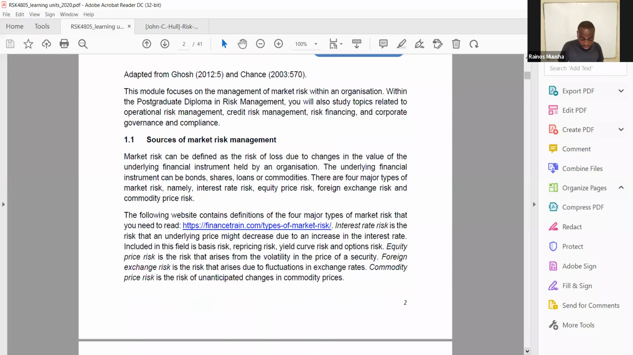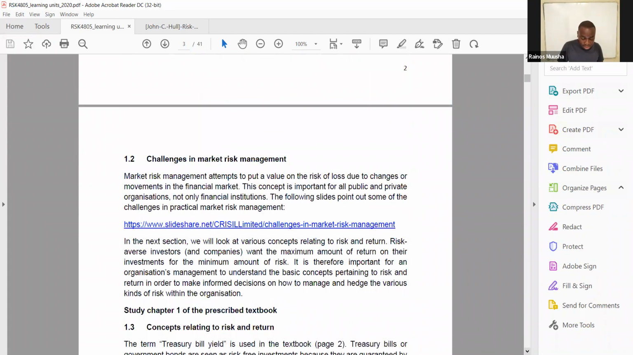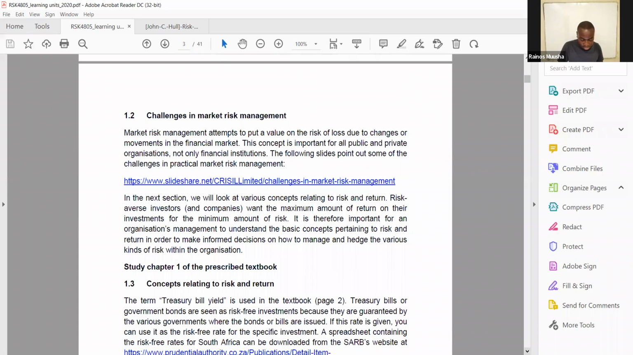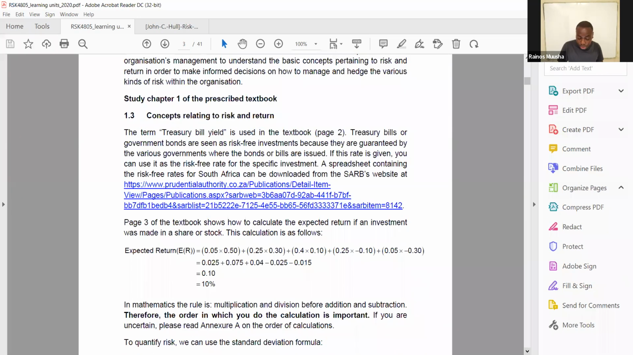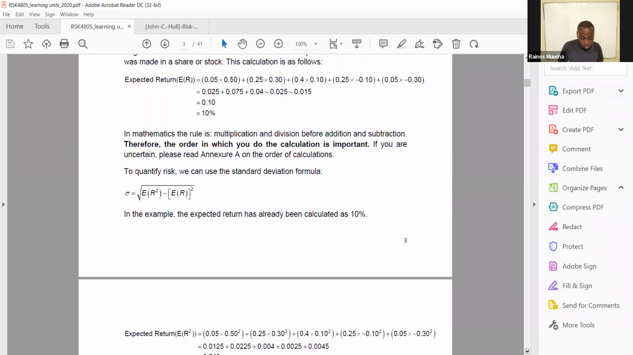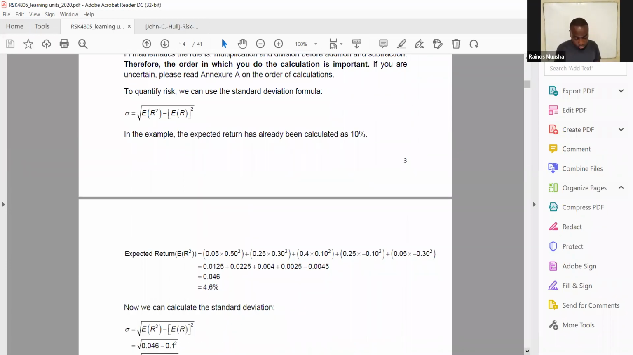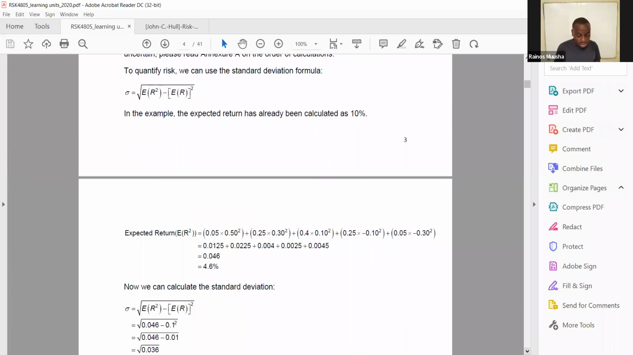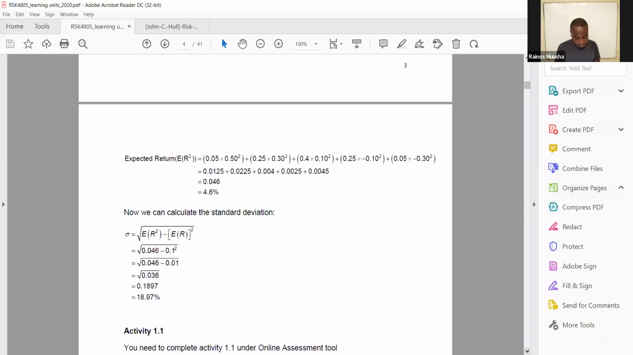So on looking at the sections that we're going to be covering in chapter 1, we look at the sources of market risk management. Then we're going to look at the challenges in market risk management. And then we look at the concepts relating to risk and return. And we also need to see exactly how you calculate the expected return and how you calculate the standard deviation as well, which are basically the risk and return concepts.